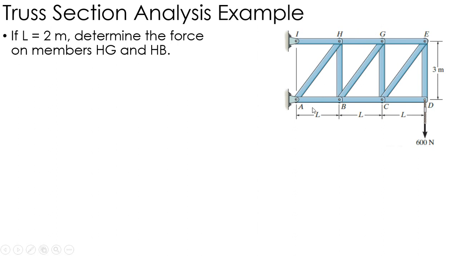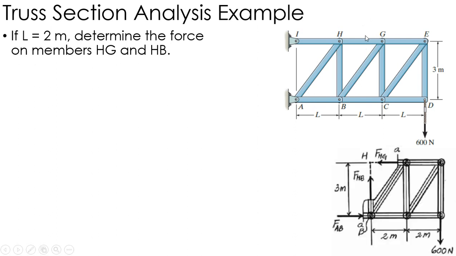I'm actually going to cut through going this way because I want to cut through HB. So my cut's going to go through HG, HB, and AB. Okay, so my free body diagram, when I cut through there, exposes HG, HB, and AB. Now the book here, they have this as a compression. I always assume tension. That way if I get a negative answer, I know what that means. Of course, what I'm looking for here is the force in HB and the force in HG.